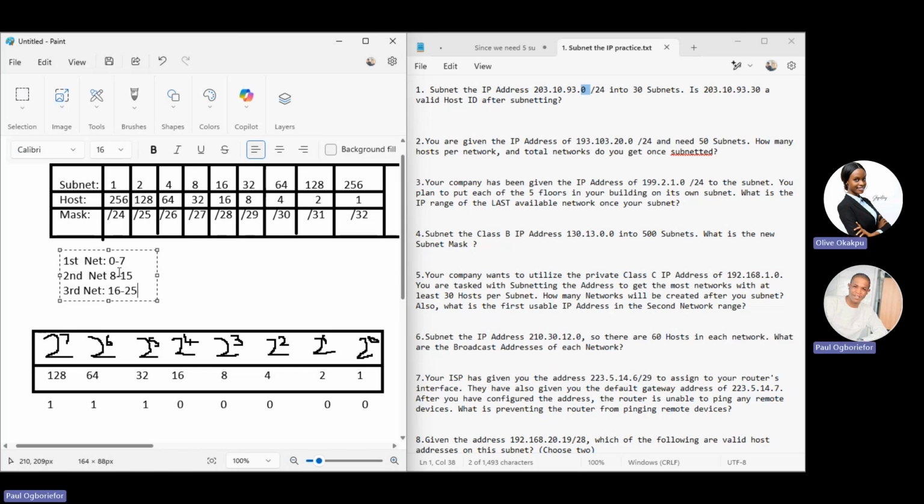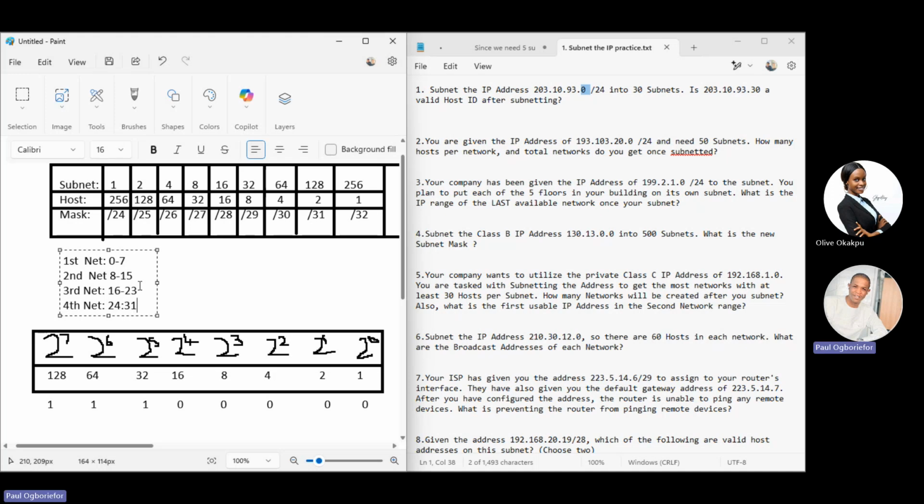So if we are now starting from 8, you see that from 0 it is plus 7 that will get this 7. So from 8, if you add 7, you will get this 15. So this will be 23, right? Now, the fourth network is where we want to stop because our answer is there. The fourth network now will be 24 to what? 31.